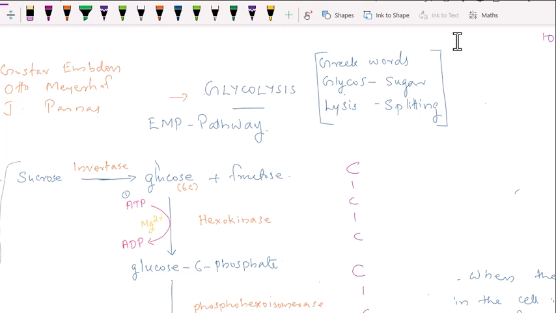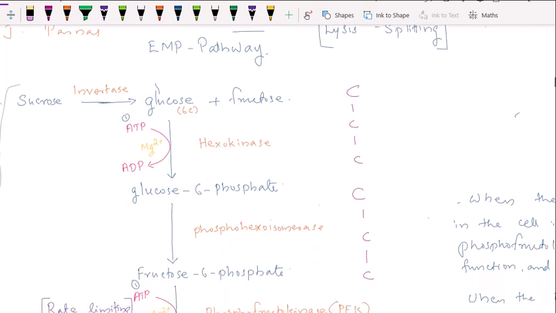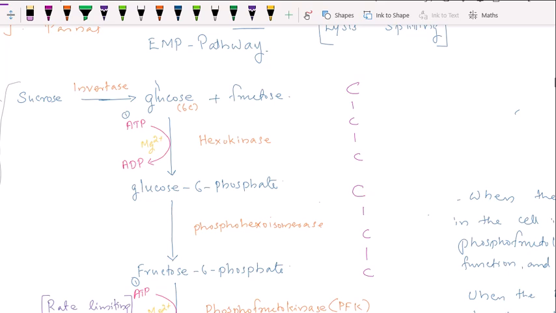Inside the cytoplasm, the type of carbohydrate that is mainly available is sucrose. Sucrose is the main source of carbohydrate, especially in plants. Sucrose is a disaccharide, so it needs to be broken down into glucose and fructose. Only then can glycolysis start. For that purpose, in plants, the enzyme invertase breaks down sucrose into glucose and fructose.